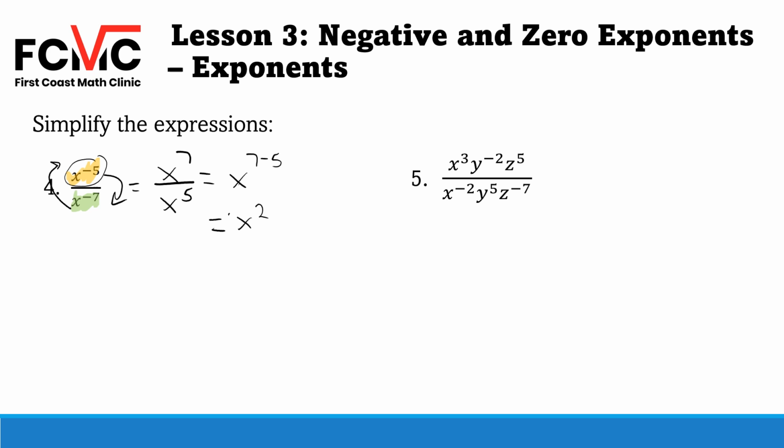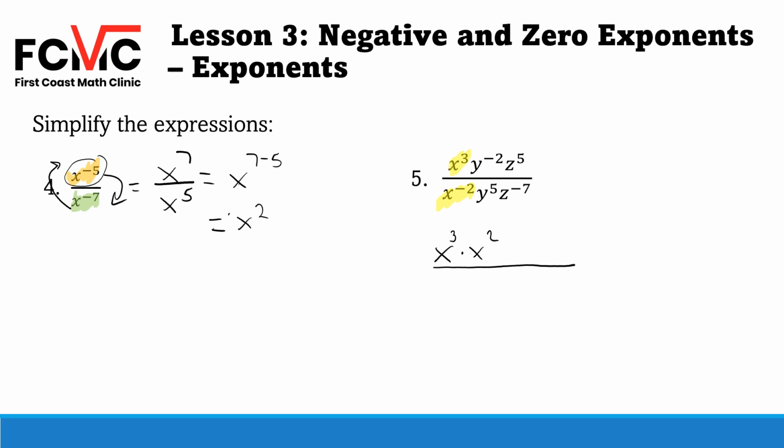All right, number 5, we've got a number of terms with both positive and negative exponents, x to the 3rd, y to the negative 2nd, z to the 5th, over x to the negative 2nd, y to the 5th, z to the negative 7th. So let's start just by rewriting this expression with only positive exponents. So starting with our x's, this x is positive, it's going to stay where it is. This exponent here is negative, it's going to move up to the numerator.